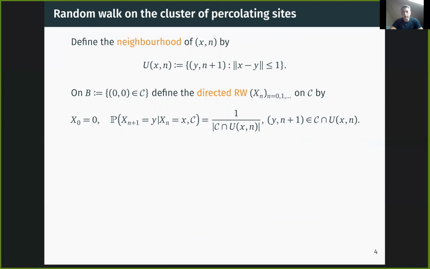Here is a formal definition of the random walk starting on the cluster. We assume that the point (0,0) is in the cluster, and then the random walk does the following. We start in (0,0), and if the random walk is in X at time n, then we choose uniformly one of the points in the time slice n+1, uniformly from the neighborhood intersected with the cluster.